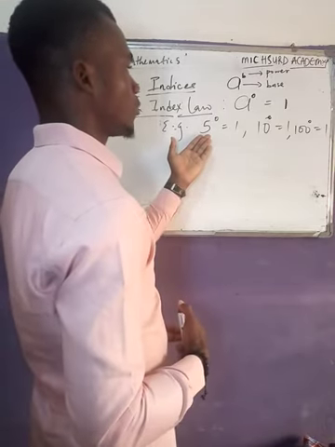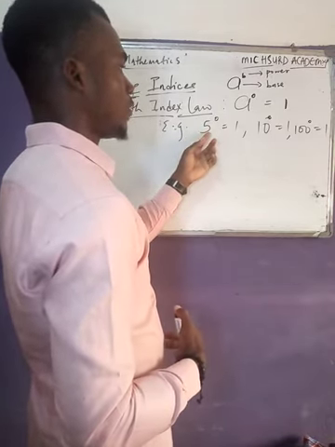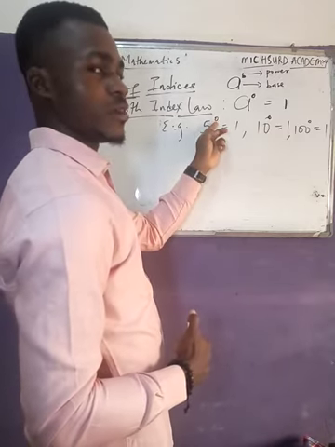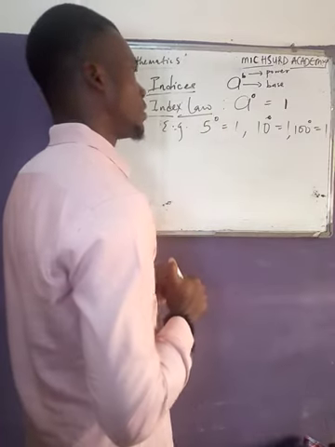Please don't mistake this with your degree. This is not 5 degree. This is 5 raised to power what? 0. Alright? So that you don't make that mistake.